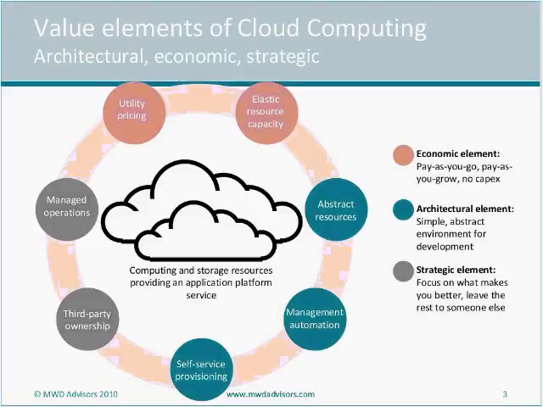For some, the story is really about economic value. This is essentially about translating capital expenditure to operational expenditure, and also translating fixed costs into variable costs. And you can see here this kind of wheel of different types of value around cloud computing platforms. The 2 main elements here are utility pricing and elastic resource capacity.